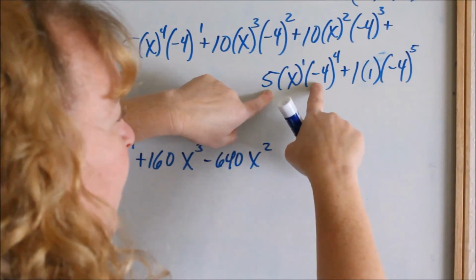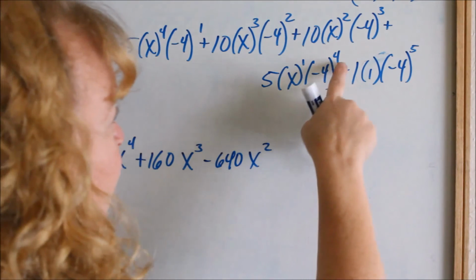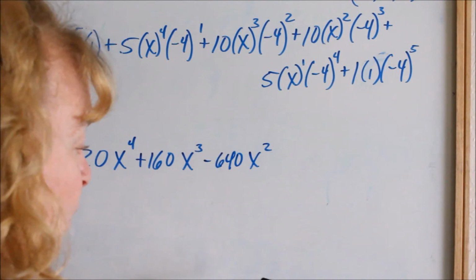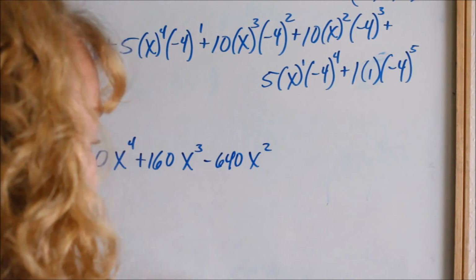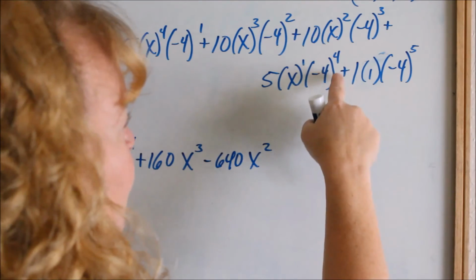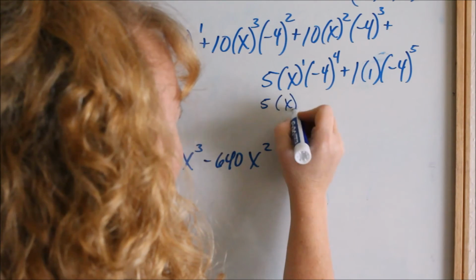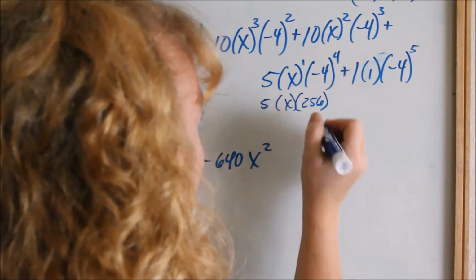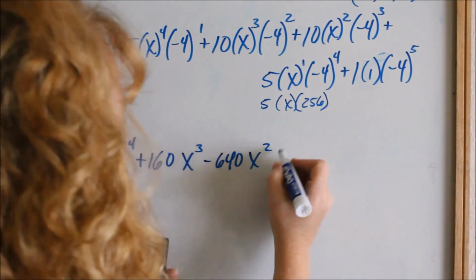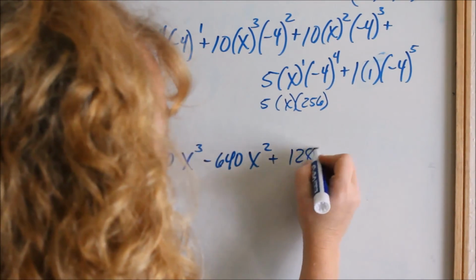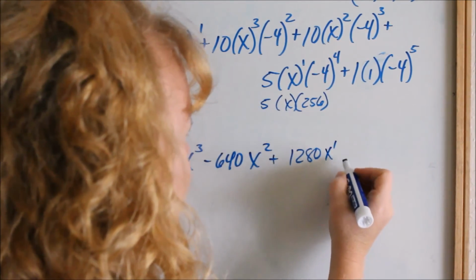Well, now we're here. -4 to the 4th. Okay, that's going to end up being a positive because we have an even number, that's -4 times -4 times -4 times -4. Okay, so -4 to the 4th is a positive 256. So here this is 5 times x to the 1st times a positive 256. 256 times 5 is a positive 1,280 because it's turned out to be a positive times a positive, and x to the 1st is just x to the 1st.